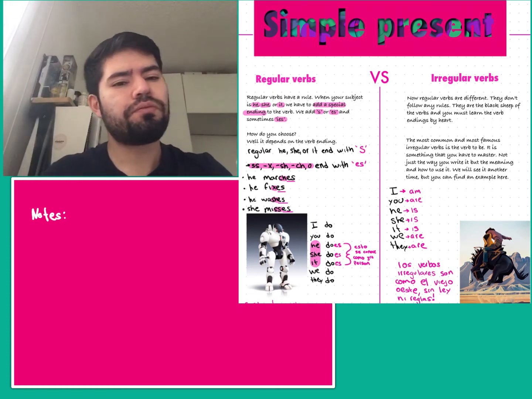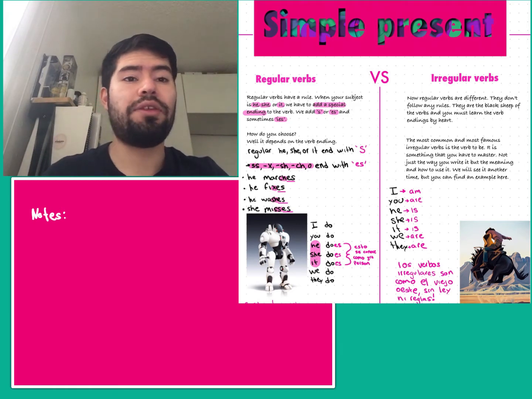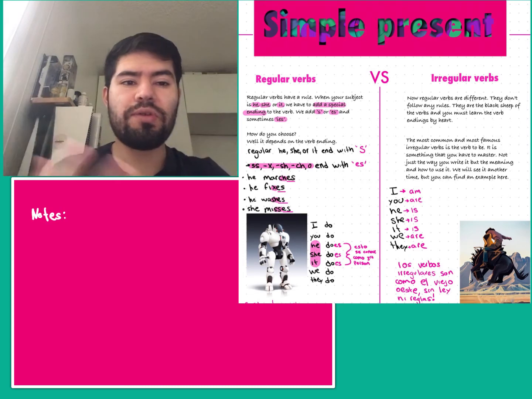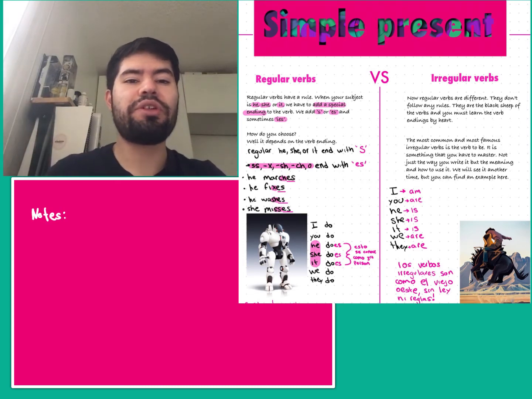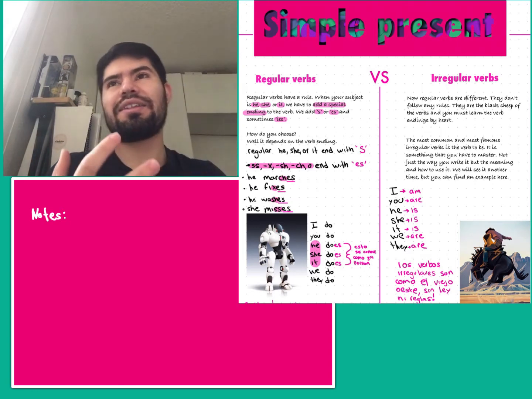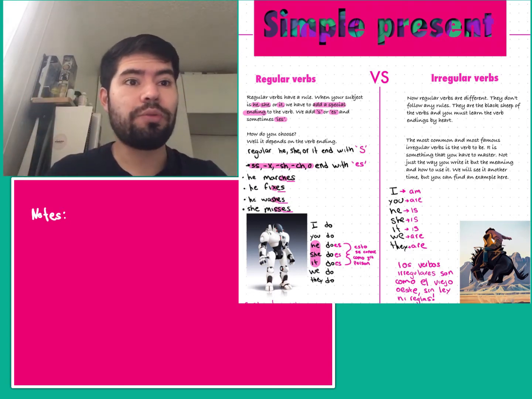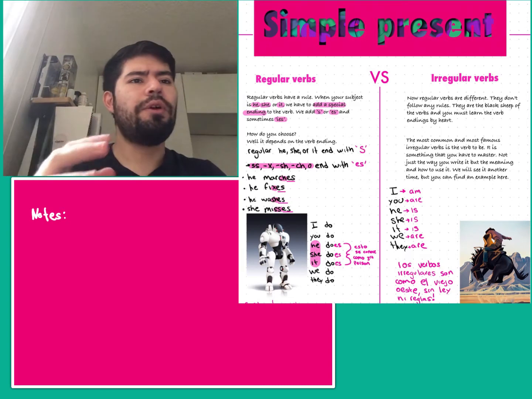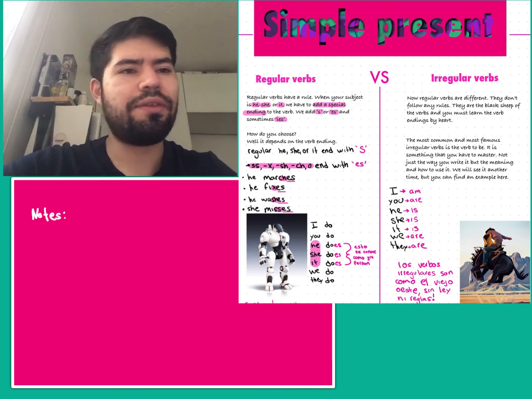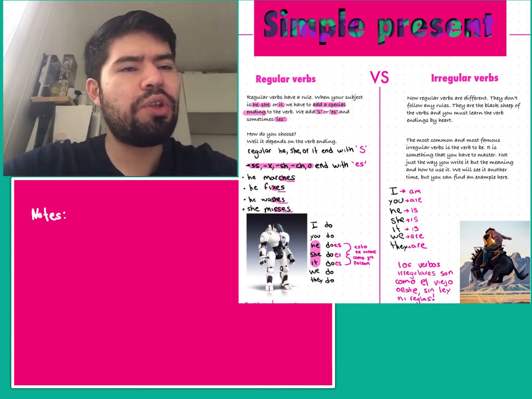So now that we know when to use it, we have to know how to use it. ¿Cómo vamos a usar este presente simple? ¿Cómo es la estructura del presente simple? ¿Cuáles son las reglas que tienes que seguir? ¿Cómo se conjugan los verbos? Todo esto. So, I'm going to point real quick. Let me just get my laser pointer here. Here it is. So, we're going to look at this.